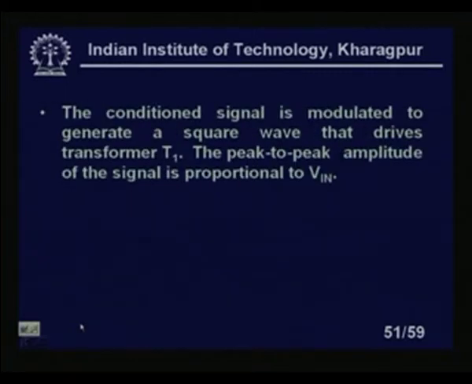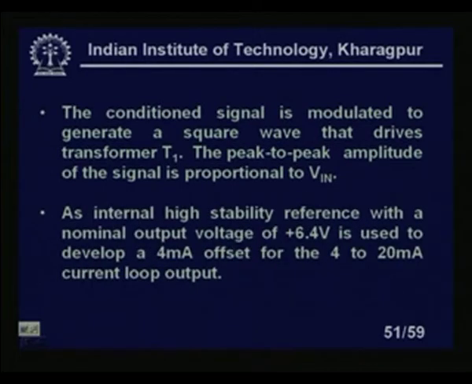The conditioned signal is modulated to generate a square wave that drives the transformer T1. The peak to peak amplitude of the signal is proportional to V in, right. So, that is actually what we want. An internal high stability reference with a nominal output voltage of 6.4 volt is used to develop a 4 milliampere offset for the 4 to 20 milliampere current loop output.